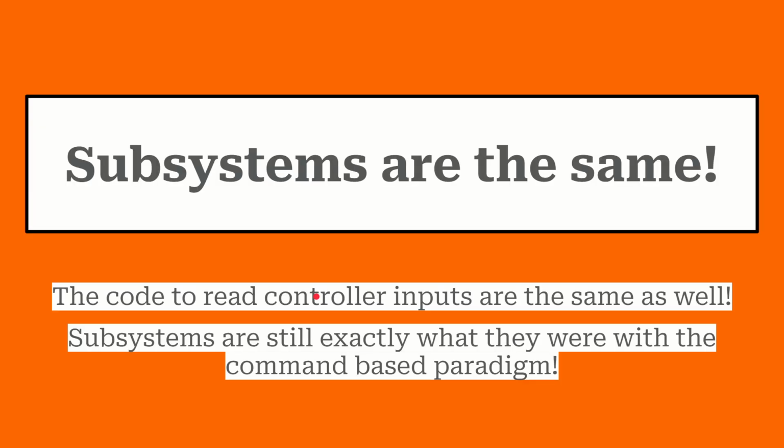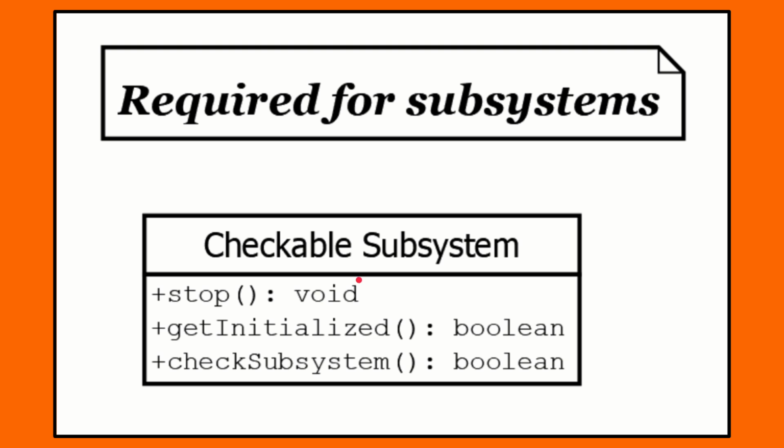We're with the handlers. Now, I did lie a little bit. You will have to add a bit more code to your subsystems by implementing this interface. And the methods are pretty easy. So the stop method just stops all movement in that subsystem. So if you have motors, you have pneumatics, you have a servo, it just stops all the movement from all those different actuators.